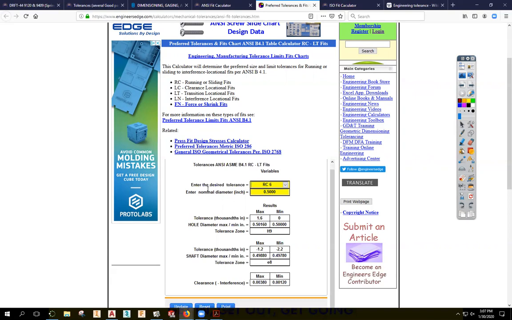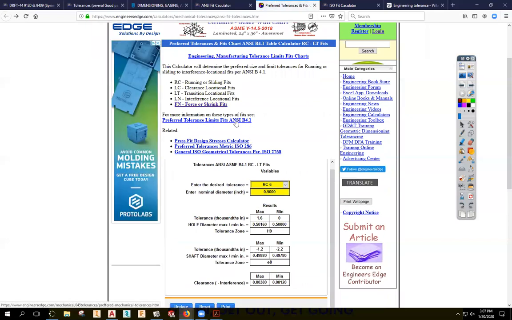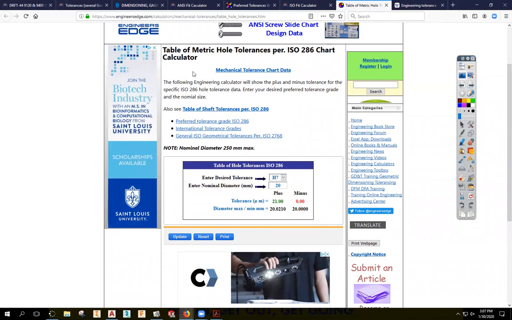Okay. So the RCs through the LCs are all on the same page. If I want the force fits, I'd have to go here to look at those. And the standard ANSI B4.1 is a standard that covers limits or fits. Okay. So if you want to read more about that, try and find stuff on that. There's also a fit calculator from the same website. This website, Engineer's Edge, they have a lot of good calculators. I like to go to them for a lot of stuff.